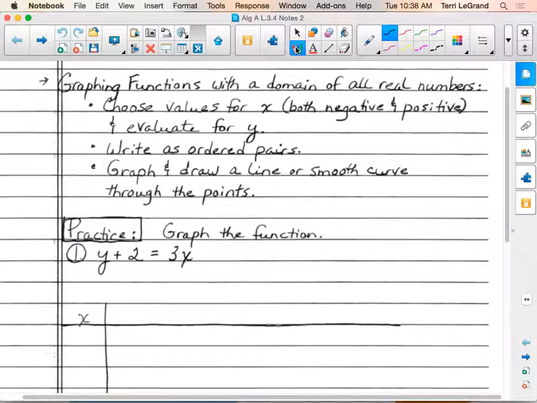I can graph functions with a domain of all real numbers. Anybody know what that means when we say that all real numbers are in the domain? There's no negative. There's no negatives, so negative numbers are not real? What do you think? Are negative numbers real? Yeah, they actually are. Are fractions real? Yeah. They're actually real too.